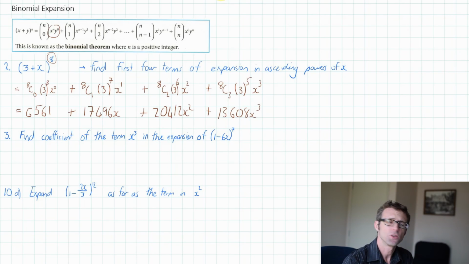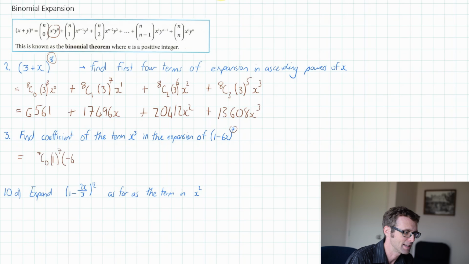Let's now move on to our second question. I've chosen question 3. It says find the coefficient, that's the number in front of the term x cubed, in this expansion. Just to help us understand how these work, you'll eventually be able to just do it without writing it out like this. But let's just start off by writing the first few terms. 7 choose 0. We're doing 7 this time because there are 7 brackets. 1 to the power of 7, and our x term will be minus 6x, all to the power of 0.